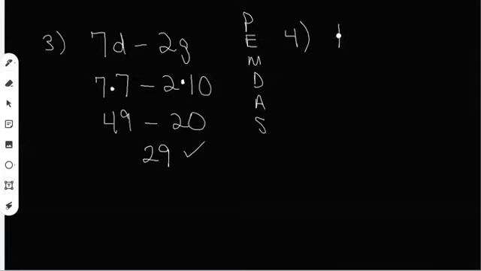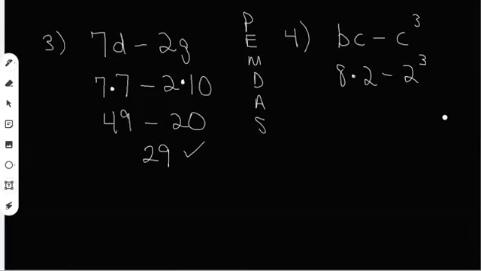4 is going to be BC minus C cubed. So here's my expression. I know that C is cubed because there's a 3 as an exponent. So I know I'm going to have to cube something at some point. The first thing I do is I replace my letters with numbers. So I know that B is 8. And I know that C is going to be 2. So I'm going to replace the C with a 2.